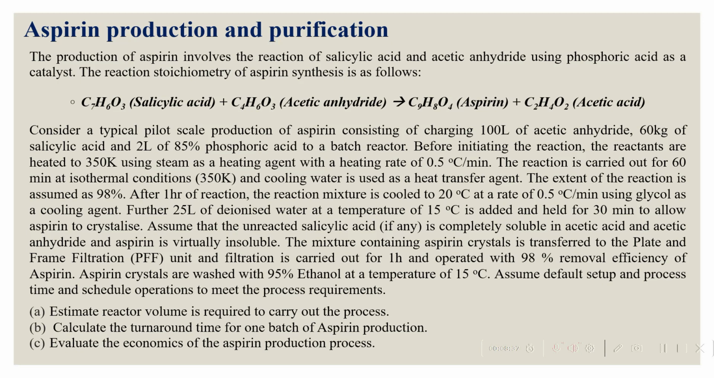And for most of the setup time or process time and scheduling of some of these operations, we go with the default values as per the process requirement. And we are expected to estimate the reactor volume required to carry out this particular process. And next, a very important thing is we need to calculate the turnaround time for one batch of aspirin production, because if you understand how much time is required to produce one batch of aspirin, we can easily calculate how many batches you can run per year. So basically we need to understand the overall economics, and later, as I told, we also need to understand the economics of the overall process.